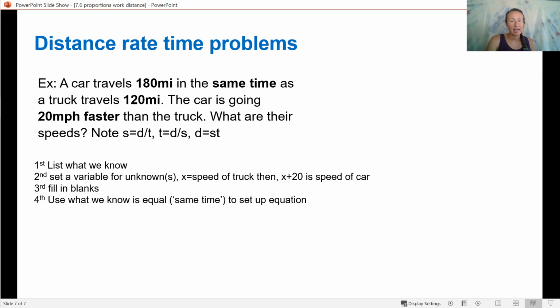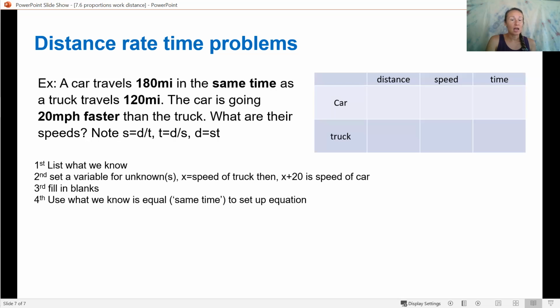So these problems are going to follow a set of steps where we have to really map out the information that we have. First, we want to list the stuff that we know, and we want to set a variable for our unknown. In this case, we have two unknowns, the speed of the car and the speed of the truck. So we need to make one of those an x, and the other one can be an x plus 20. We want to use this chart over here and fill in all the blanks.